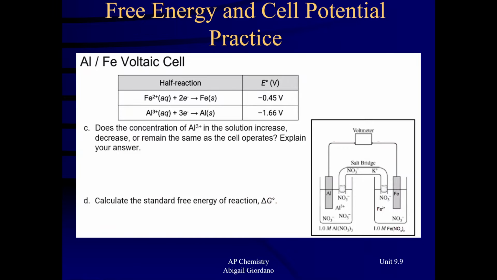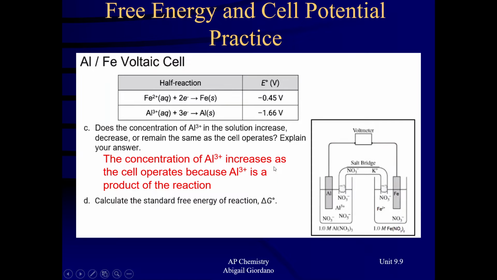Now if you go back and look at that balanced cell reaction that we wrote, that enables you to answer the question in part C. Does the concentration of that aluminum ion increase, decrease, or remain the same? If you look at your answer to letter A, the aluminum ion was on the product side. It's being produced as this galvanic cell runs, so the concentration should increase because that aluminum ion is a product of the reaction.